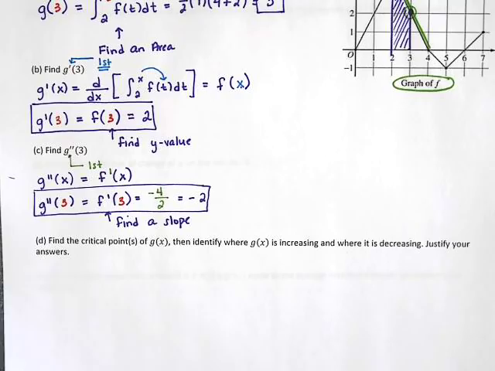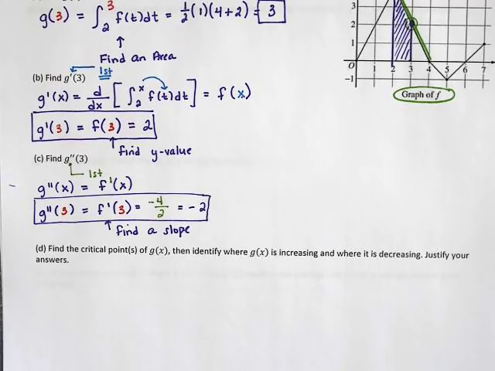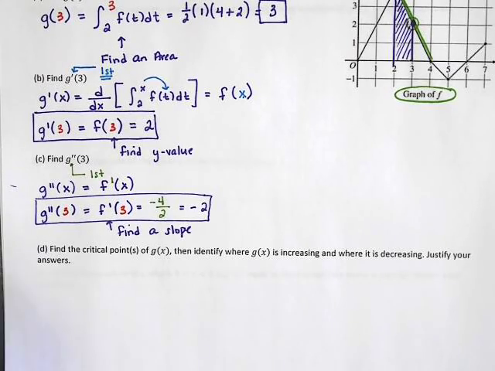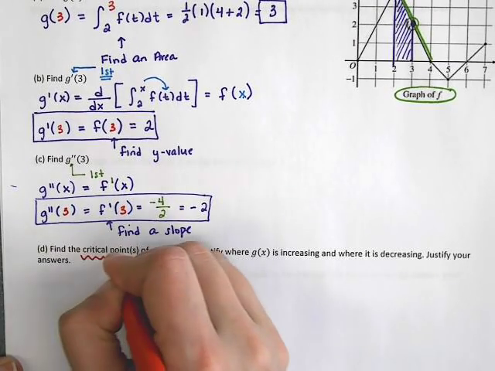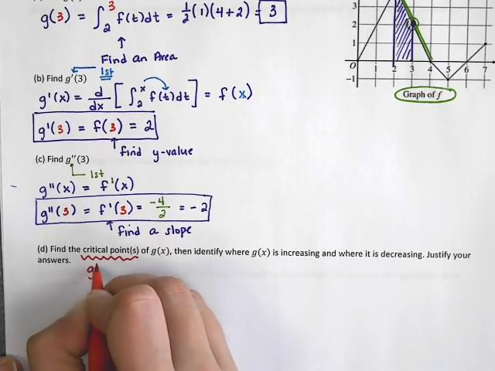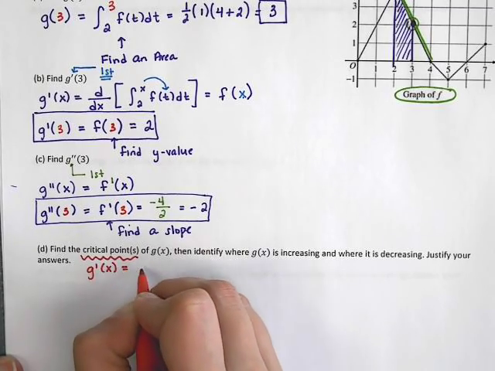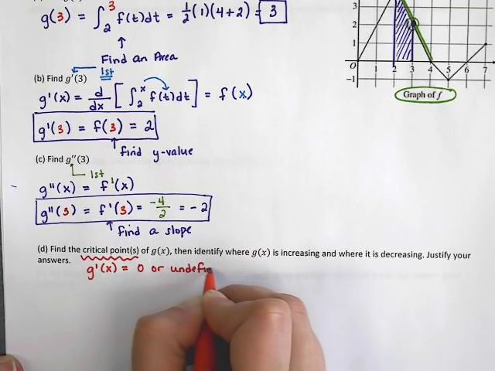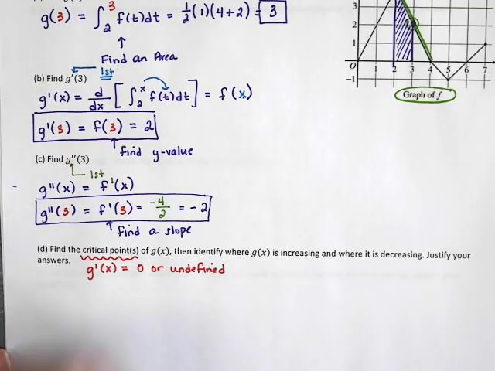For part D, it says, find the critical points of g of x. Then identify where g of x is increasing and where it is decreasing, and justify your answers. The first thing we're going to need to do here is remember what a critical point is. A critical point is a place where g prime of x, the derivative, is equal to 0 or is undefined. So let's start with that.